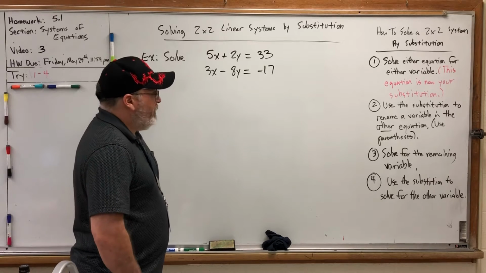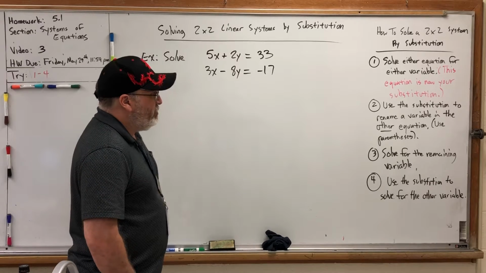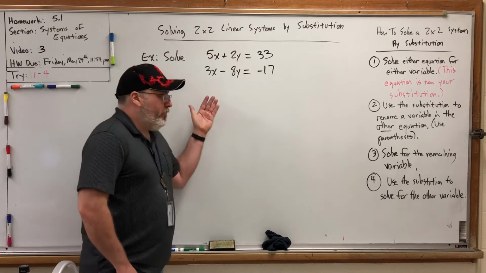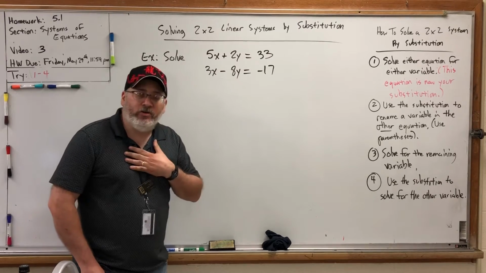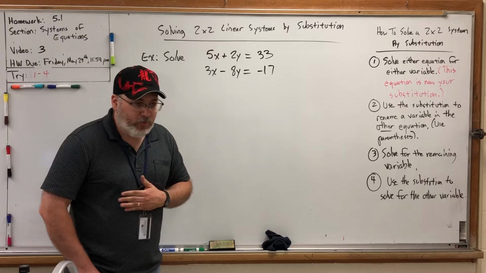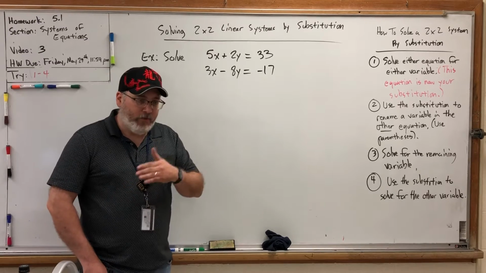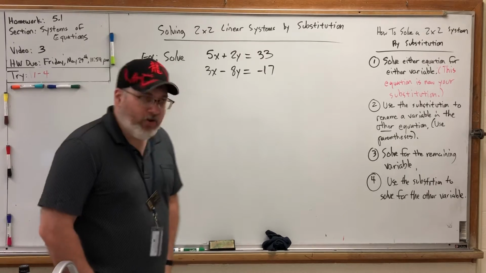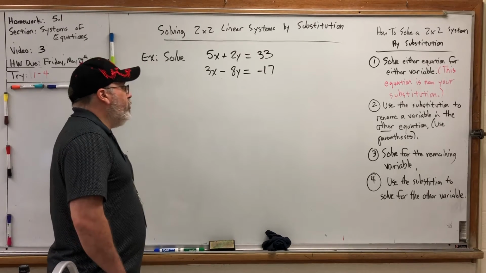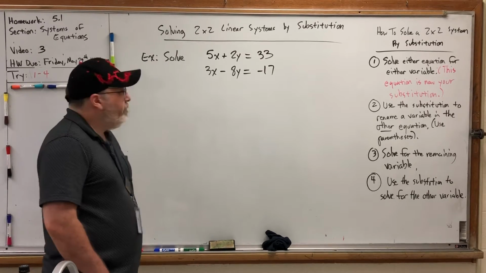In the previous video I said, when you're solving either equation for either variable to set up your substitution, you should choose a variable whose coefficient is either 1 or -1. That will avoid creating fractions unnecessarily. But what if none of the coefficients are 1 or -1?